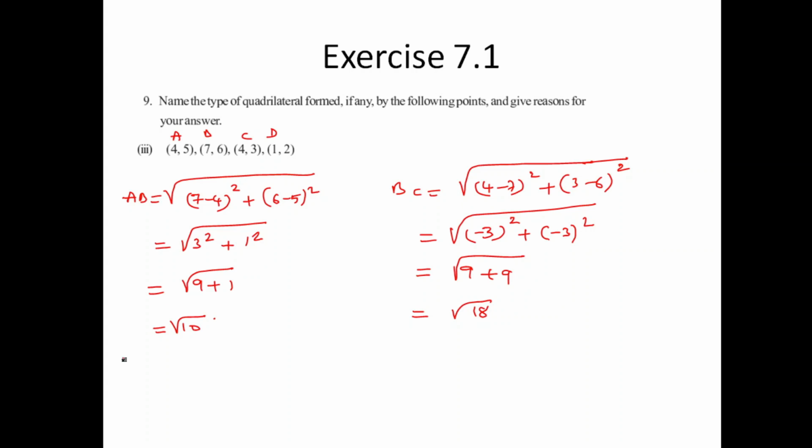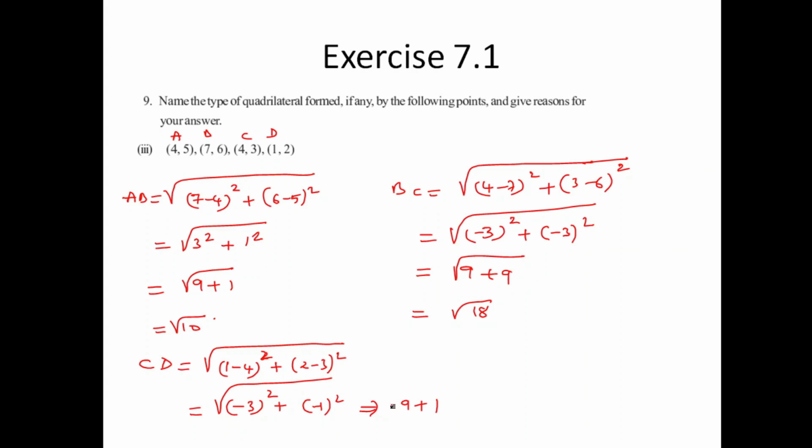So similarly, let me find the value of C to D. C to D, that is x2 value over there, right? So C value is what? The x2 value becomes 1 minus 4 to the whole square plus 2 minus 3 to the whole square. Am I clear? So this comes out to be minus 3 whole square plus minus 1 whole square. When I'm solving this one here, I'll get 9 plus 1 over here. So this is root 10 directly.